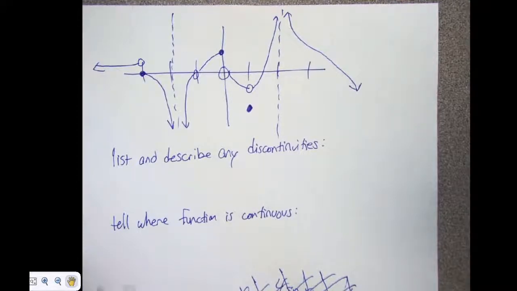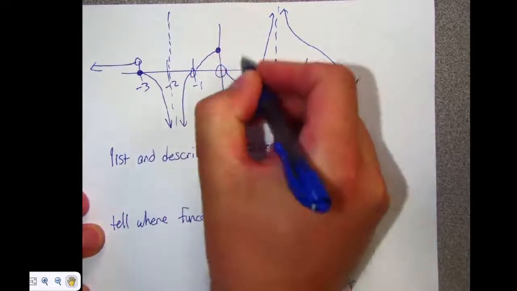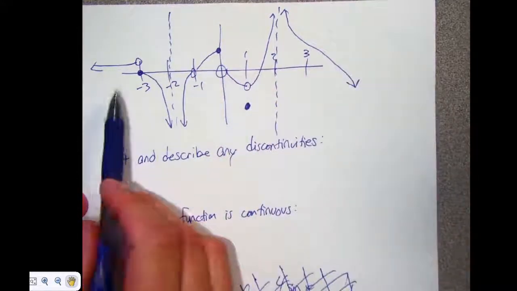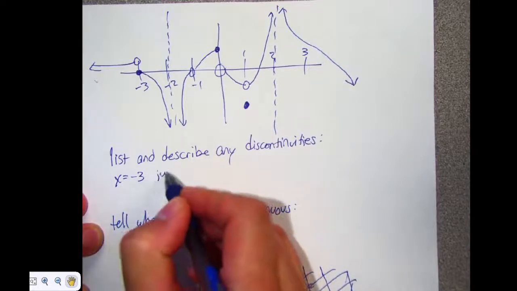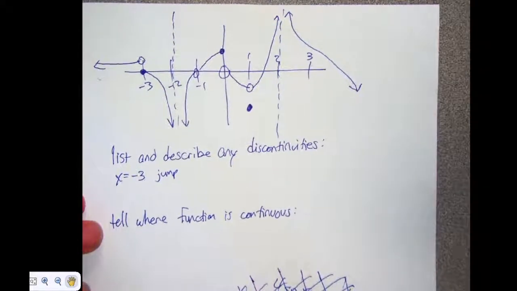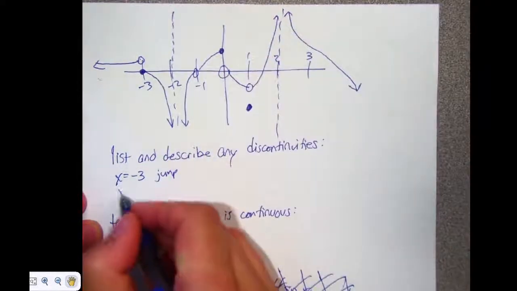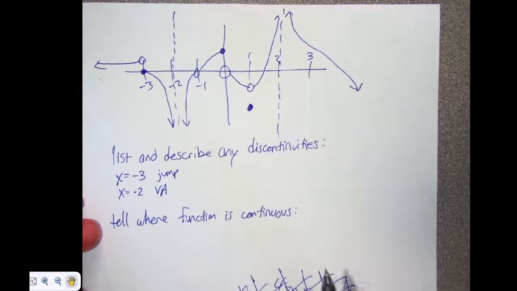Okay, so if I'm just going left to right here, there's a discontinuity at -3, and what kind is that? That's a jump, because the roads don't meet, or the limits don't exist, the limit doesn't exist. And x equals -2 is a discontinuity, and that is, you could say infinite, or you can say vertical asymptote.